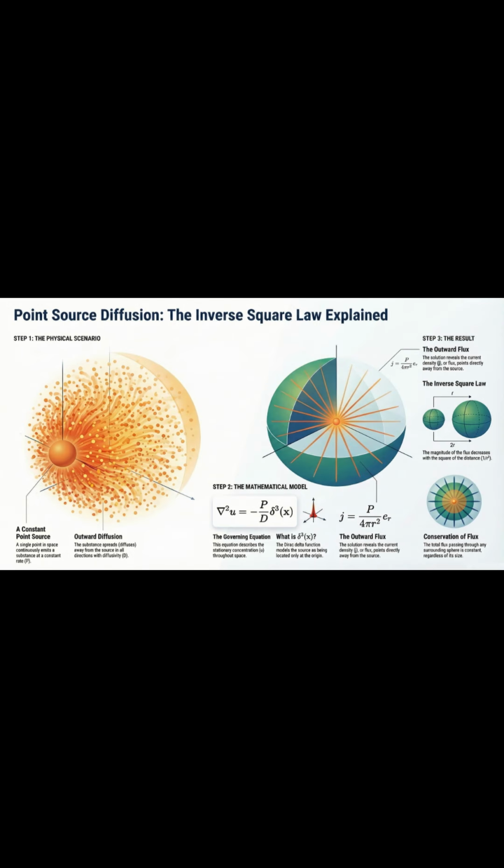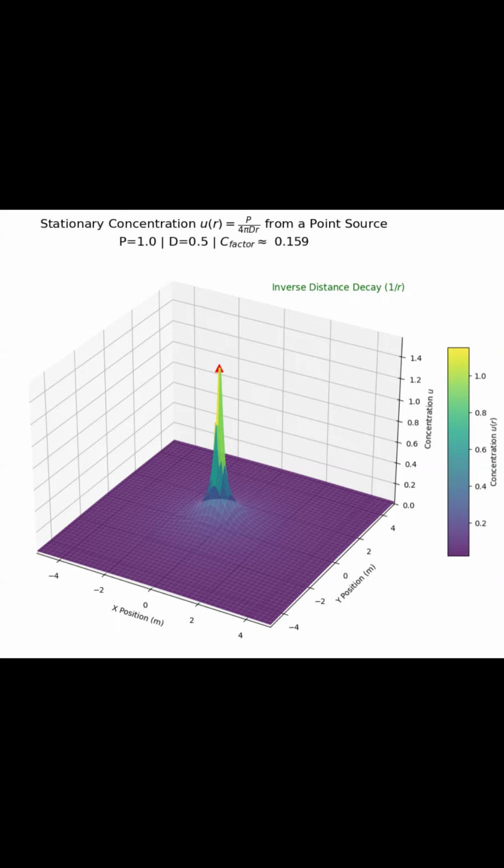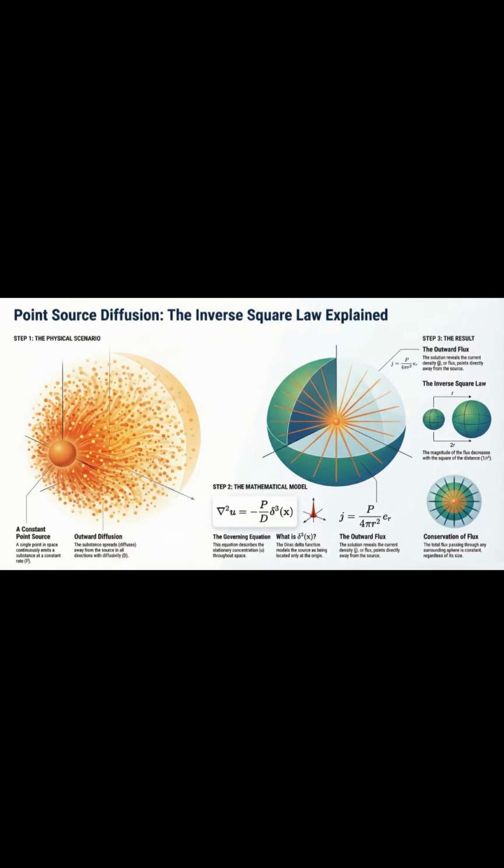So that combination of the inverse distance potential and the inverse square flux, that's the elegant steady-state mechanism for any constant point source.